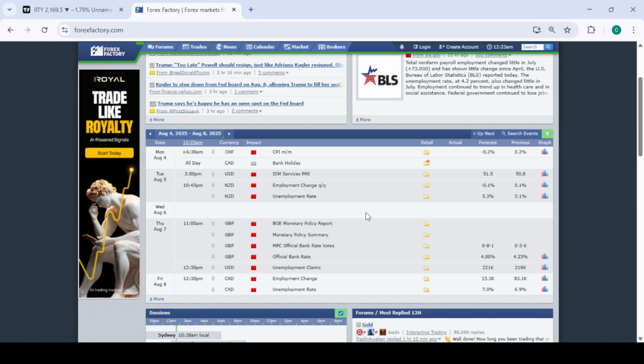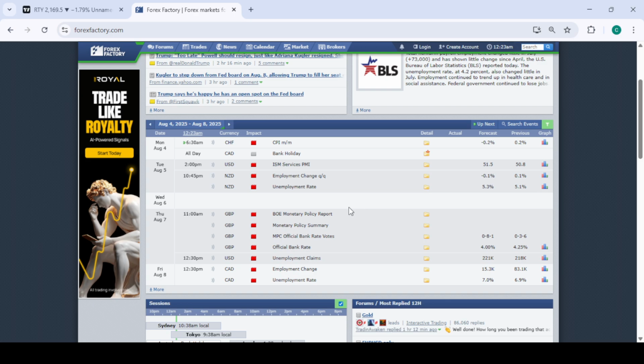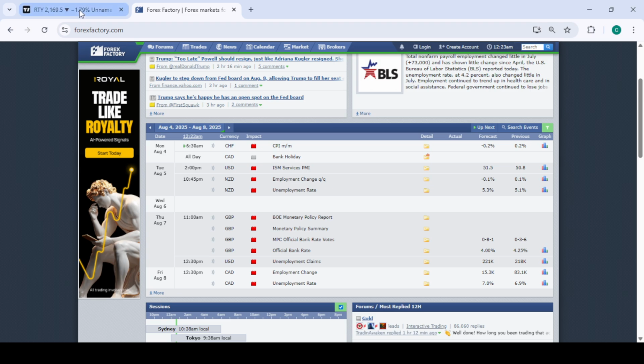And then on Wednesday, there's no high impact news. So going to Thursday, we have this high impact news which we have to really take caution of, which is the Bank of England monetary policy report, and the official bank rate for the GBP, the British pound. And this news really comes with a lot of volatility, so we have to take caution of it. And then on Friday we have the Canadian employment change and unemployment rate. So let's quickly jump into the charts.